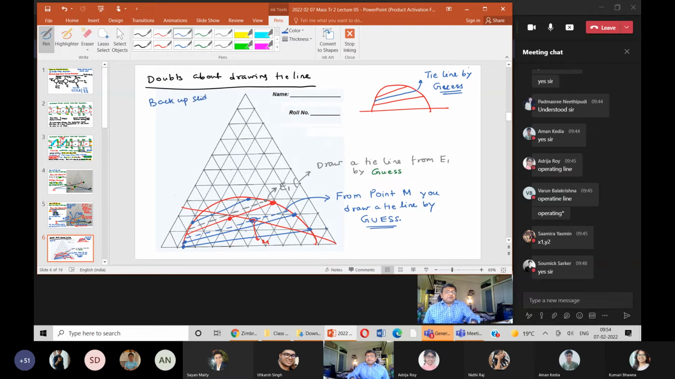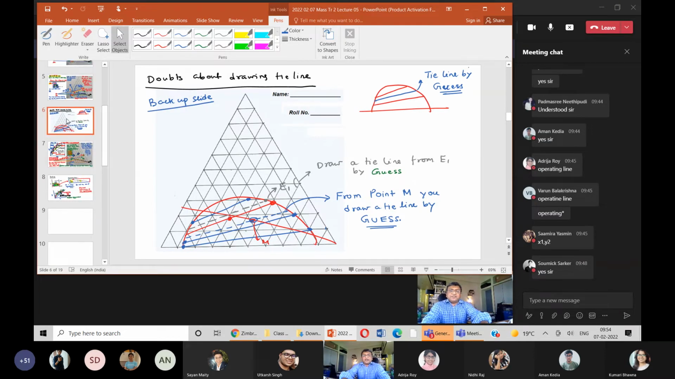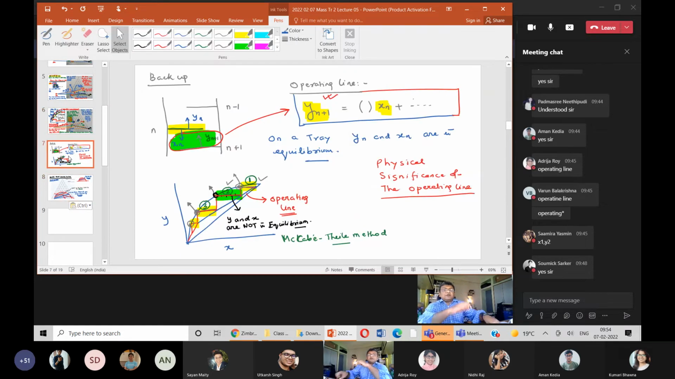So what we thought is that these are like backup slides. Maybe I will shift it to the end. This is not a main text slide. So this is a backup slide, and this is also a backup slide on distillation.